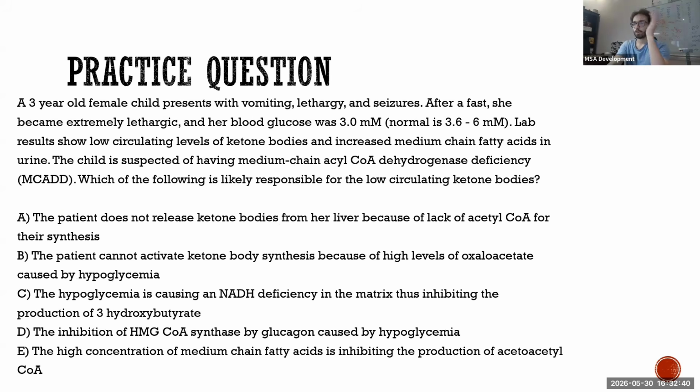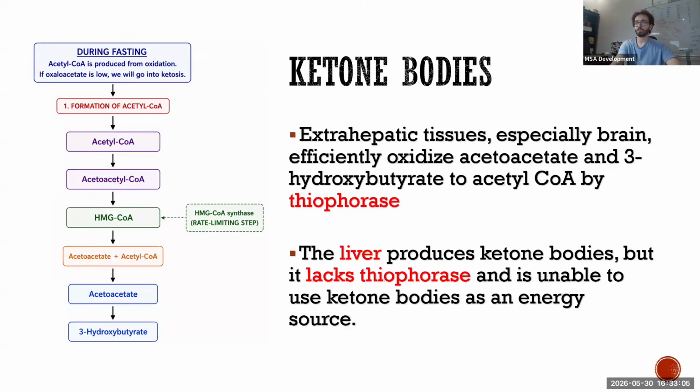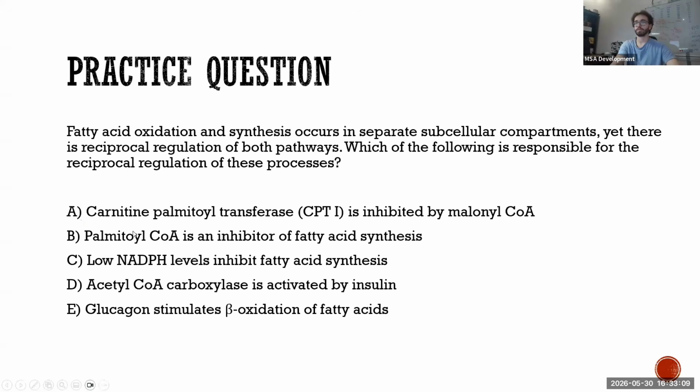Second question. Very long question, but what they're saying is the child has MCAT deficiency. Why would this lead to low circulating ketones? I already explained this to you guys. The patient does not release ketone bodies from the liver, because we don't have acetyl-CoA. If MCAT is deficient, it means we can't break down fatty acids, which means we can't get acetyl-CoA, which means we can't do this pathway of making ketone bodies. The ketones will be low in MCAT deficiency.